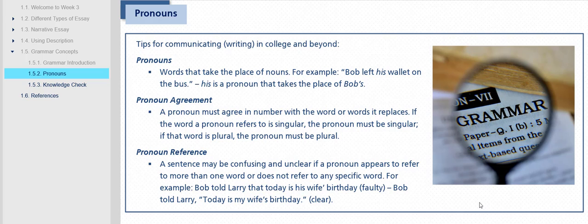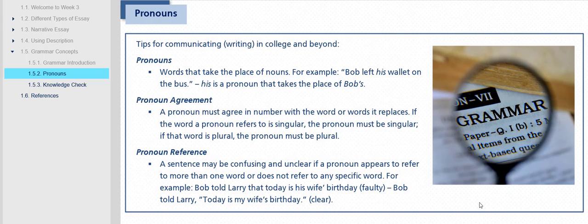Pronouns, words that take the place of nouns. For example, Bob left his wallet on the bus. His is a pronoun that takes the place of Bob's. Pronoun agreement. A pronoun must agree in number with the word or words it replaces. If the word it refers to is singular, the pronoun must be singular. If that word is plural, the pronoun must be plural.